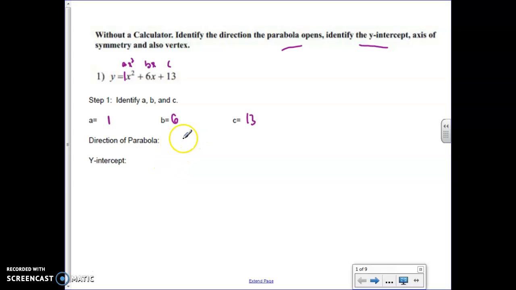So based off that, what you guys learned from the investigation is that if a is greater than 0, it's going to open up. So in this case, it's opening up. The y-intercept, we always talked about how the y-intercept is going to be (0, c), whatever the c value is. So in this case, the y-intercept is going to be (0, 13). This is what you guys went through with the investigation, and hopefully this makes sense.